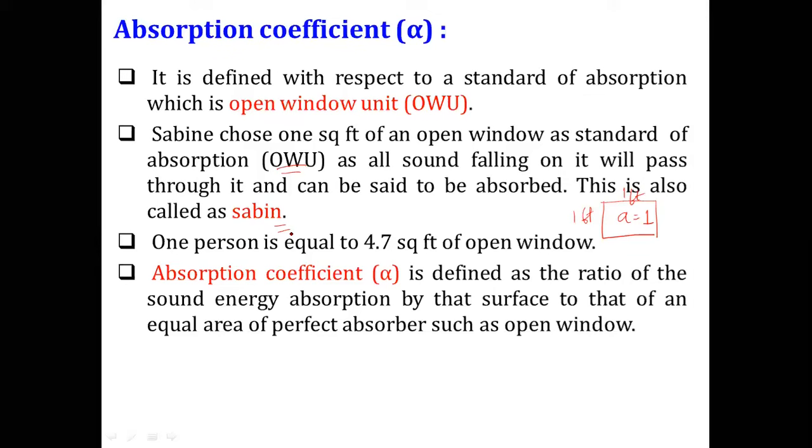If you talk about humans, again, because someone can be 5 feet 4 inch tall, someone can be 6 feet 2 inch tall, but on an average, one human being is equal to 4.7 square feet of open window. Therefore, we can define an absorption coefficient now. We define absorption coefficient as the ratio of the sound energy that is absorbed by that surface to the equal area of perfect absorber, such as an open window. So that is how the absorption coefficient is defined.